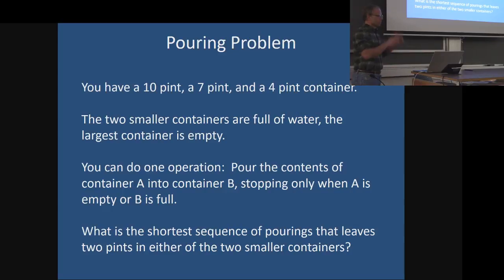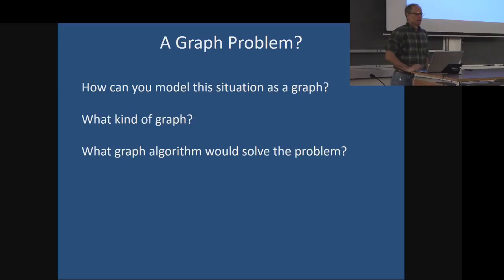So there's the problem. Assume you're familiar with it. We're trying to find the shortest sequence of pourings that gets us to a stopping condition. And what was the way to do this? How do you model it as a graph? What kind of graph? What kind of graph algorithm?